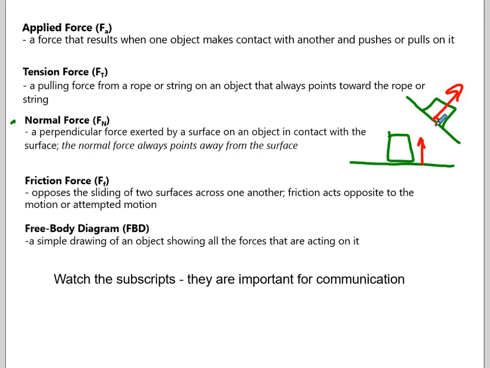Okay, that's a really important piece to understand about the normal force, and we'll see that in a few more examples. Frictional force, F of F, opposes the sliding of the object across the surface. It always goes in the opposite direction of the motion. That's a real important piece.